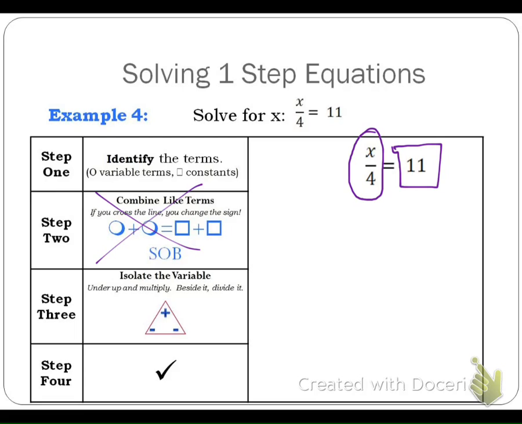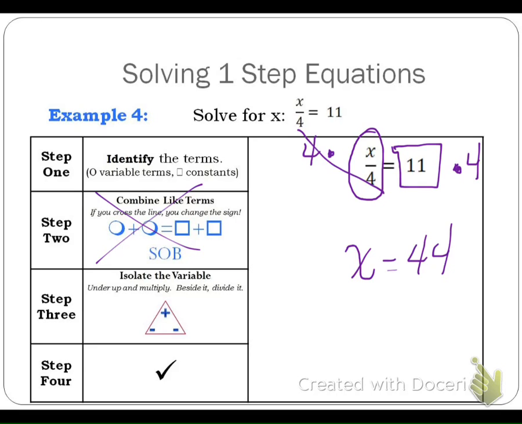Then we need to isolate our variable from its coefficient. Here we have a 4 that's under. What's the rhyme? Under, up, and multiply. So you multiply both sides of the equation by 4. The whole up thing is going to help you out, especially if that 11 was not just a whole number, if it was a fraction later. So do say that whole rhyme, under, up, and multiply. It'll make more sense later why I emphasize the up. The 4's cancel out, so x is equal to 11 times 4 is 44.